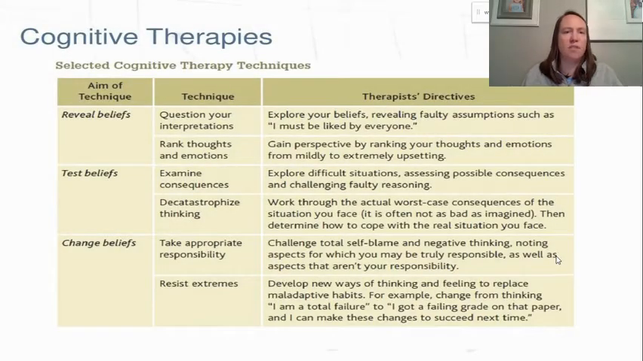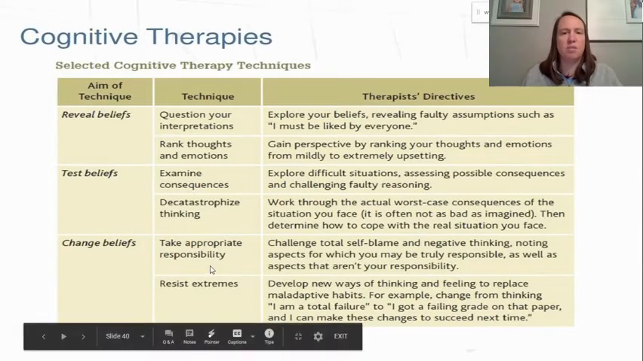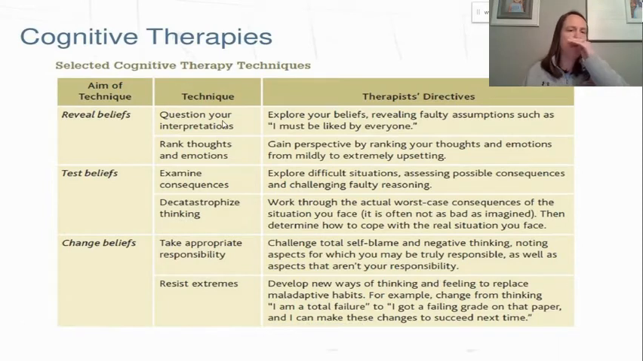And so here are cognitive therapy techniques: you reveal the person's belief, you test their belief, and then you change their belief. So how do you reveal their belief? You question their interpretations and rank their thoughts and emotions. Some examples: why do you feel like you got to be liked by everyone? That's faulty. It's unrealistic that everyone's going to like you. Stuff like that.